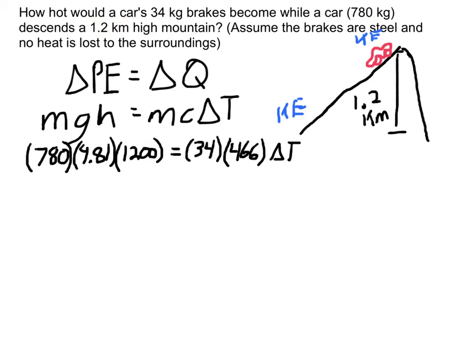And the thermal energy over here comes down to the brakes. I was told the car's brakes, plural, so I'm going to make the assumption that this is the mass of all 4 brakes combined. And that seems about right, 34 kilograms, right? If I was told the mass of 1 brake, I'd have to multiply that times 4. The specific heat of steel, I'm going to use 466 joules per kilogram Kelvin.